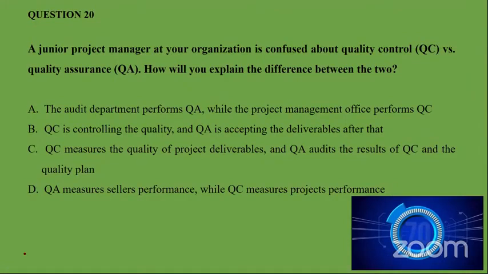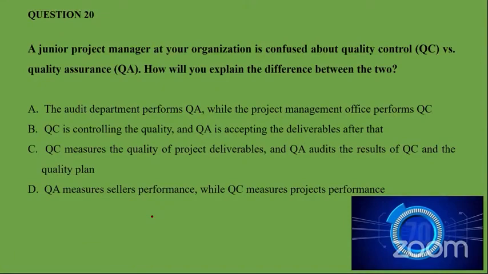Please answer. Yes. Okay. How will you explain the difference between the two? The audit department performs quality assurance while the project management office performs quality control. QC is controlling the quality and QA is accepting the deliverables. After that, QC measures the quality of project deliverables and QA audits the result of QC and the quality plan. QA measures seller performance while QC measures the project performance.